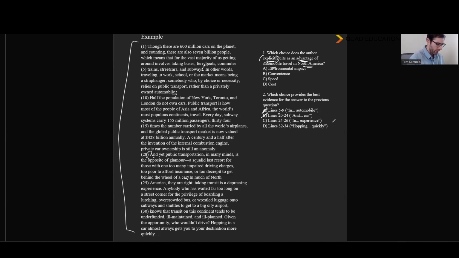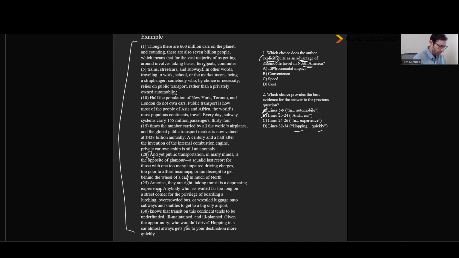And 24 to 26, in experience, in much of North America, they are right. Taking transit is a depressing experience. So you may be tempted to pick this one, but this isn't an advantage. Maybe you could make an argument for implicit advantage, but remember, if you're ever doing any kind of implication, it's wrong. You're always going to be exactly this or exactly that. And also it says explicit, which is the opposite of implicit. Okay, then looking at our last piece of evidence, hopping quickly.